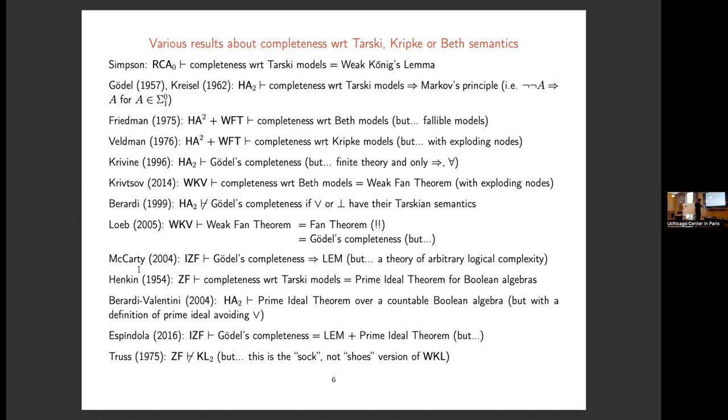And correspondingly to this, Berardi and Valentini were studying Krivine's proof. From Krivine's proof, they develop an intuitionistic proof of something which is supposed to be independent of ZF, but they develop a constructive proof of the prime ideal theorem in the countable case. Which is consistent with the fact that the prime ideal theorem countable is Wittgenstein lemma. Or even, if you formulate it well enough, the contrapositive of Wittgenstein lemma, which is the Wittgenstein fan theorem.